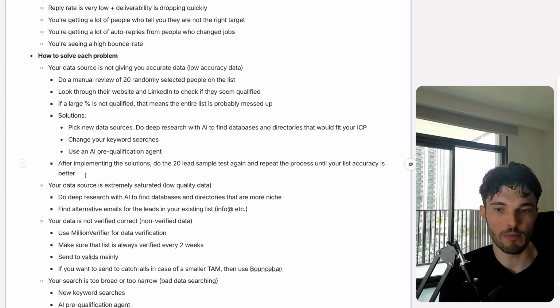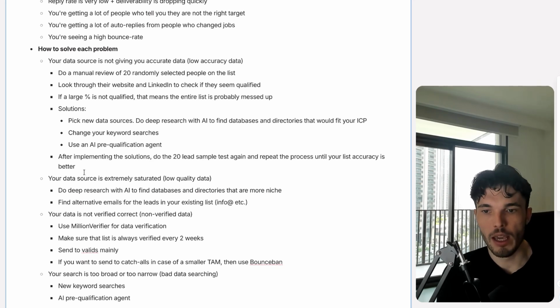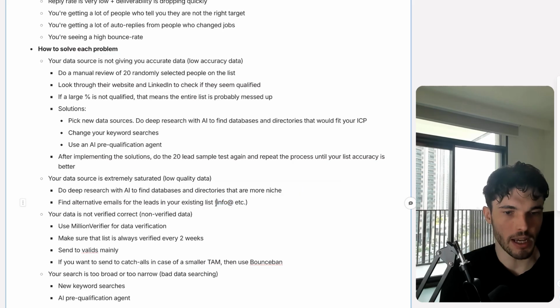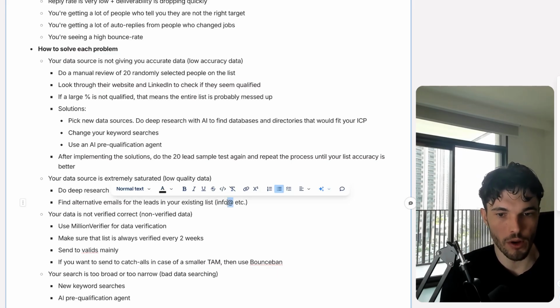Another alternative, which not a lot of people are talking about at all, is that instead of reaching out to the main decision maker, you could actually be reaching out to the info@ email of the company and try to get an introduction. Or in a lot of cases, especially if it's SMBs, the founder or the owner is actually going to check the info@ email, right?